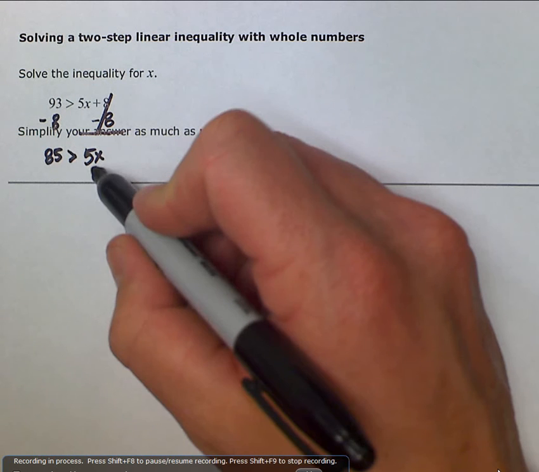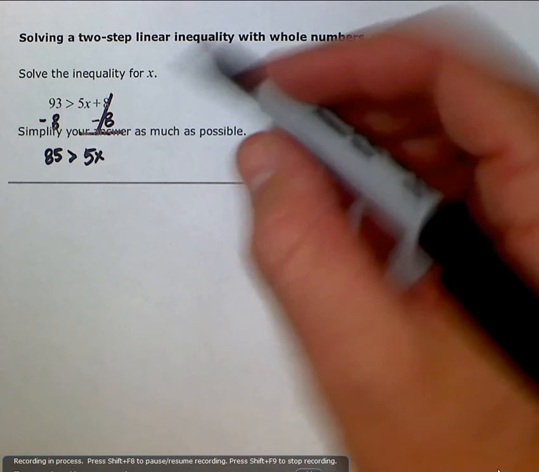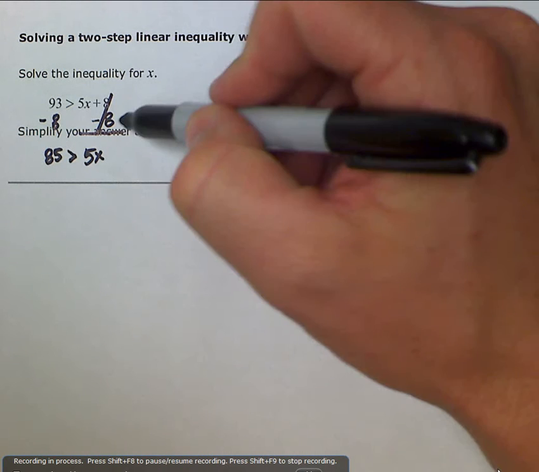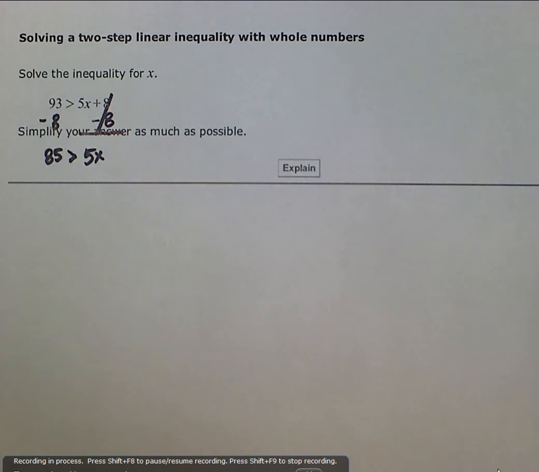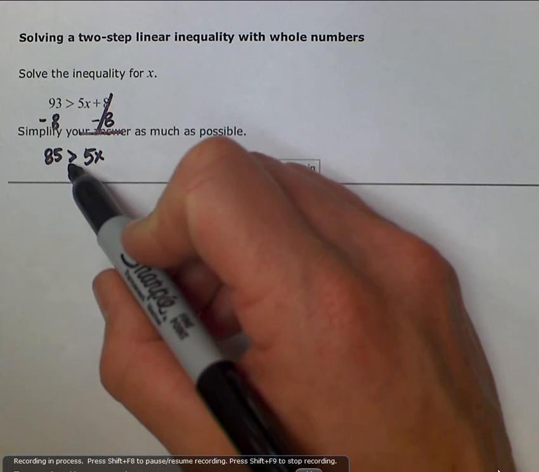Well, my last step, so that's one of the steps. Notice that it says 2 steps. We subtracted 8 from both sides. As long as we do the same thing to both sides of our inequality, the integrity of the sign is maintained.